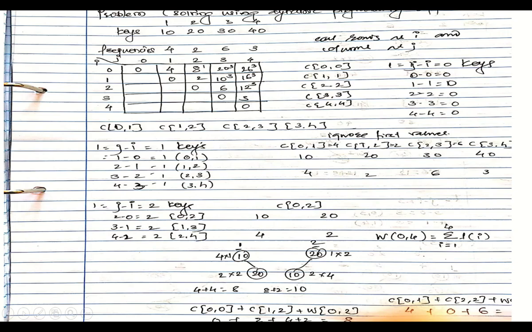Now next, let's try to consider the dynamic approach for solving the problem. Now how can the dynamic approach be used? Say for example, I have 10, 20, 30 and 40 as the 4 keys. Those are available with their frequencies. So keys are 4 and frequencies are 4. 10 can be found 4 times in the given tree, 20 can be found 2 times, 30 can be found 6 times, and 40 can be found 3 times.